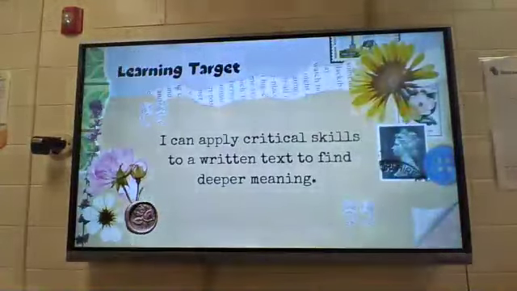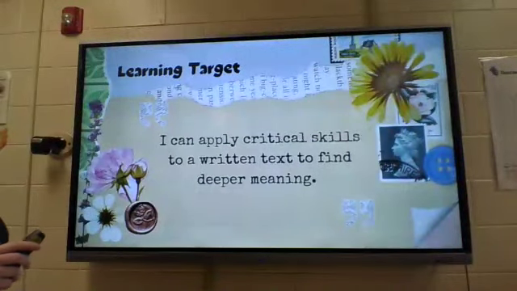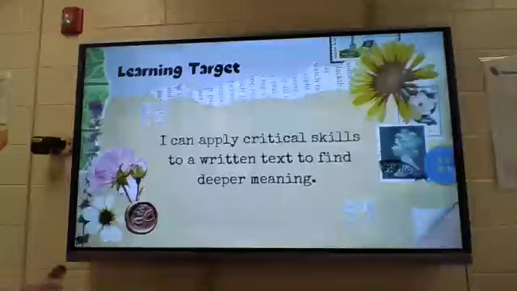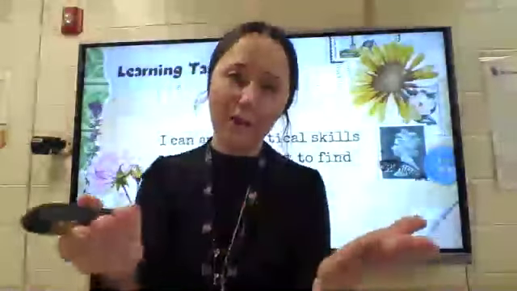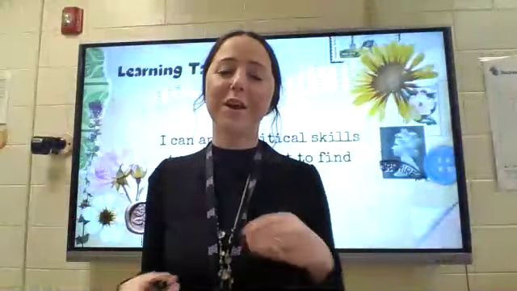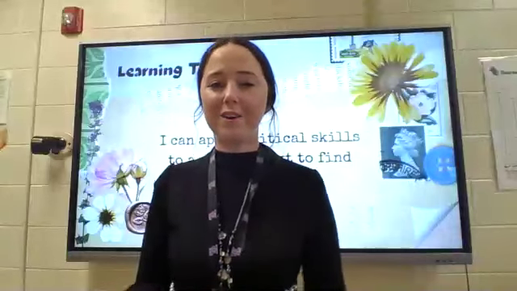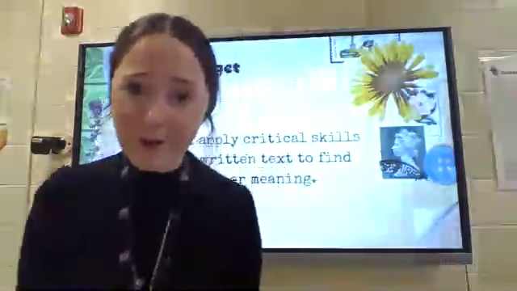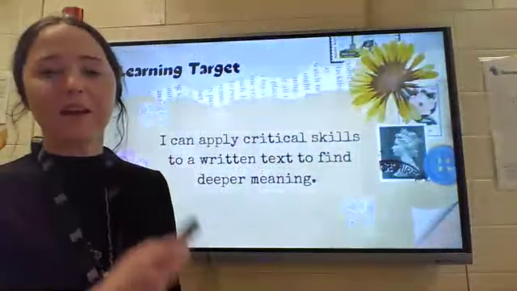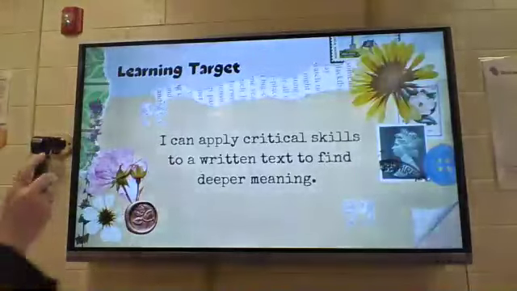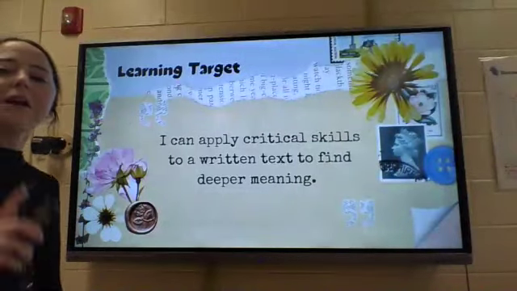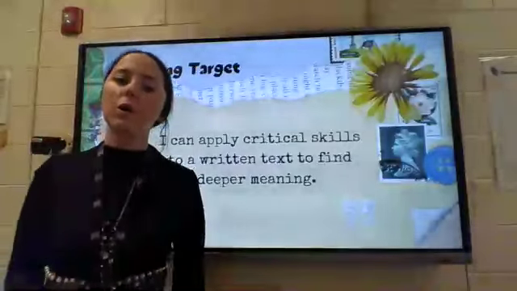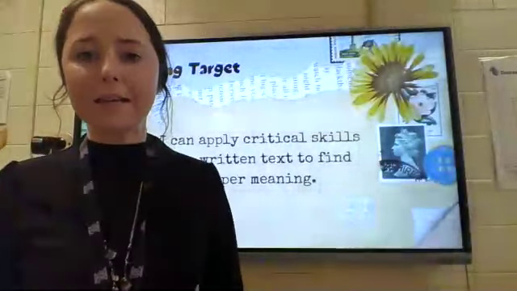So we do have a learning target today. I can apply critical skills to a written text to find deeper meaning. So today in my classroom, in your classroom, this is a digital classroom. You are actually in a classroom, I don't know. Anyway, this is what you are doing today. This is the focus today. This is your learning target. So being able to apply critical skills to a written text to find deeper meaning, that is what you are doing today. We are going to be doing that with a CommonLit piece.